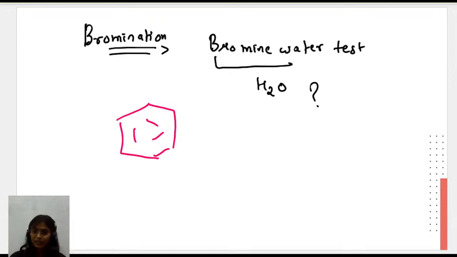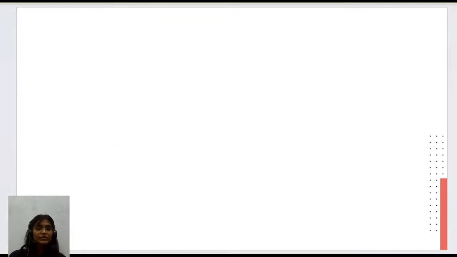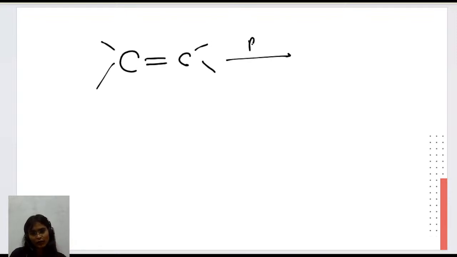Okay, wait. So basically, what is the bromine water test? Look at this. You're having some carbon-carbon double bond, right? And then you're using some kind of bromine simply. Okay. And then what is happening there? At both the positions, it's an anti-attack. One bromine connected here, one bromine connected here.